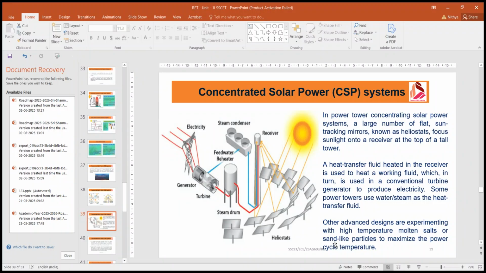Then the electricity is transmitted to the transmission line. A heat transfer fluid heated in the receiver is used as the working fluid, which in turn drives conventional turbines. Other advanced designs are experimenting with high temperatures and molten salts to maximize the power cycle temperatures.